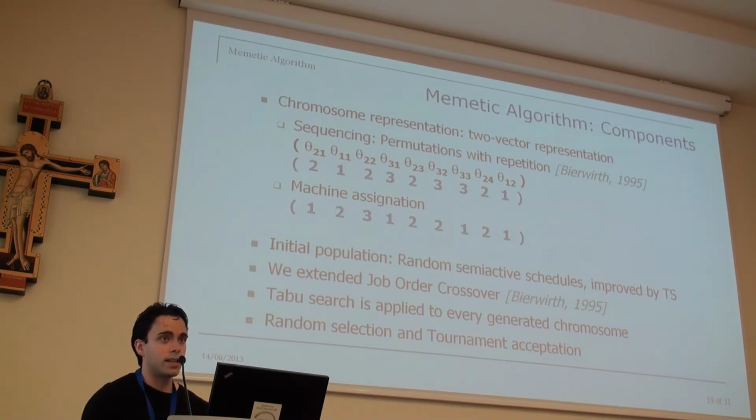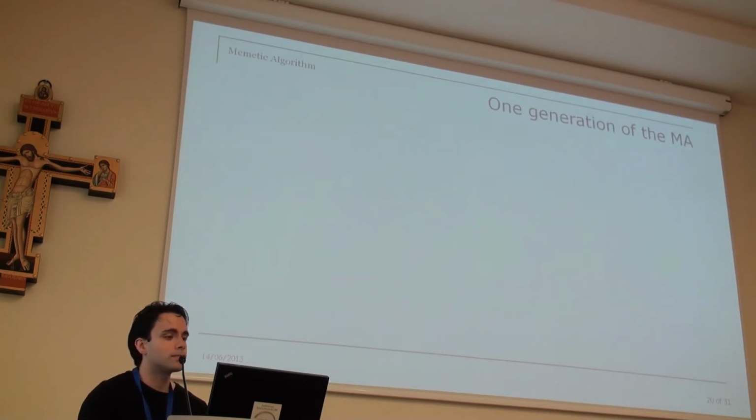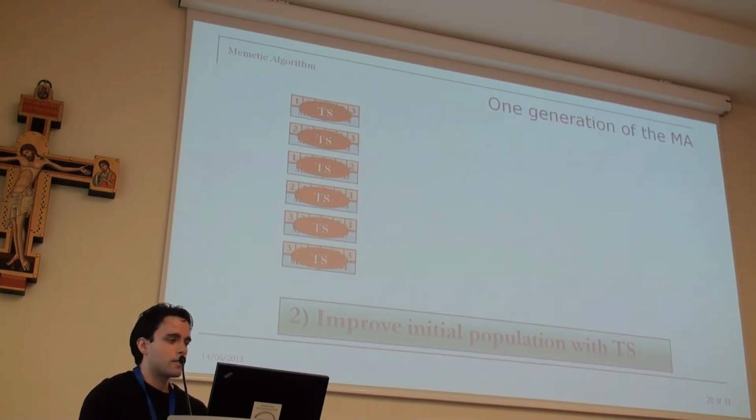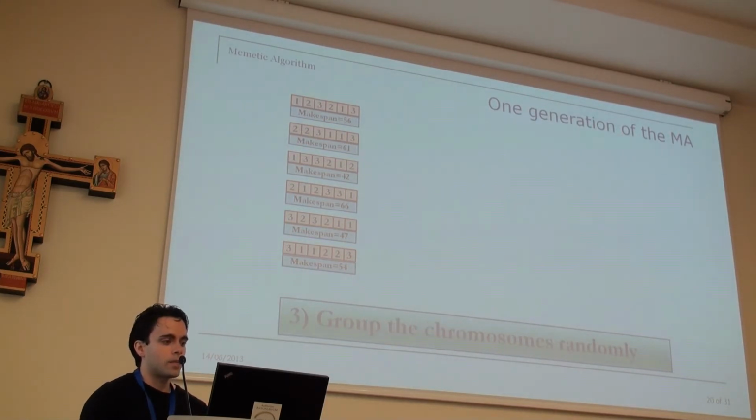In the next slide, I'm going to show you an example of the algorithm. First of all, an initial population is generated at random. In this case, the initial population of 6 chromosomes. Then the initial population is improved with the tabu search. Now we have some improved chromosomes. And then we repeat steps 3 to 6 until a stop condition is met.